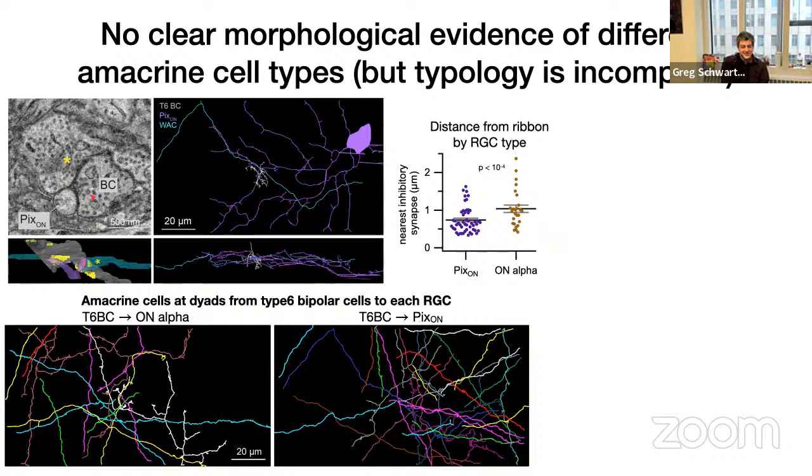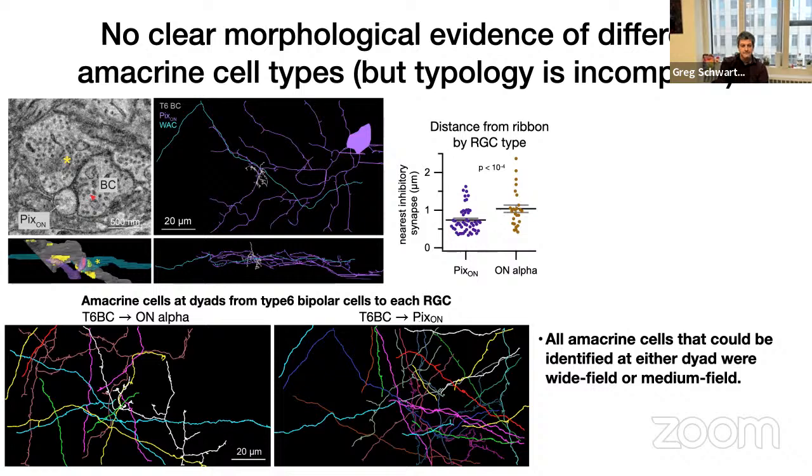If you look at the ribbon, so the synapse from the bipolar cell onto the ganglion cell, and then you look at the nearest inhibitory synapse. So how close is the nearest inhibitory synapse? It is closer in pixons than it is in on alphas. Very statistically significantly so. P is 10 to the minus 4. So they're definitely closer. But look at the scale on the y-axis. We're talking about 700 nanometers versus 1 micron. So they're different, but they're different at a very, very small spatial scale. Don't know what that means. We'll get back to it in the last slide, but that's what we saw.